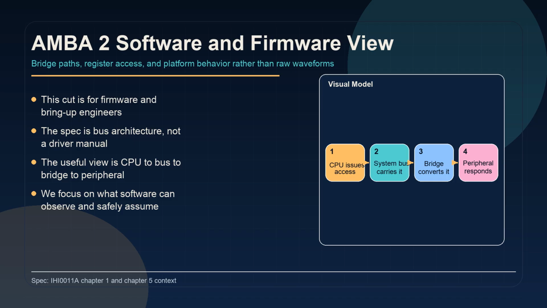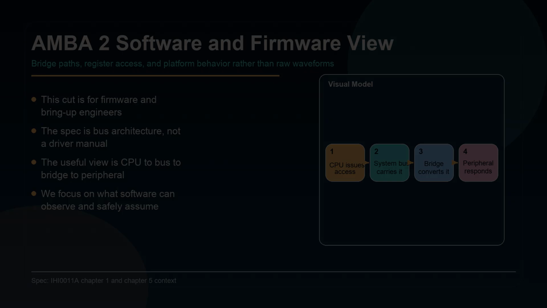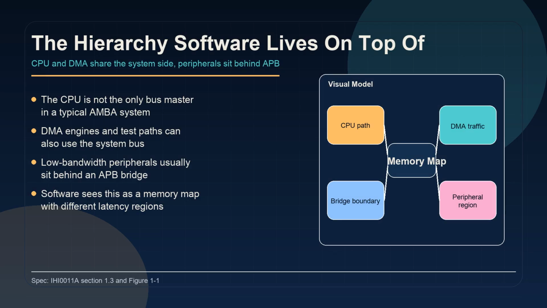So the useful mental model for software is not raw waveform control. It is the path from CPU to system bus, to bridge, to peripheral, and the platform behavior that appears at that boundary. From software, the AMBA2 hierarchy looks like a memory map with different kinds of targets behind it. The CPU is one requester, but DMA and other masters can share the system bus as well.